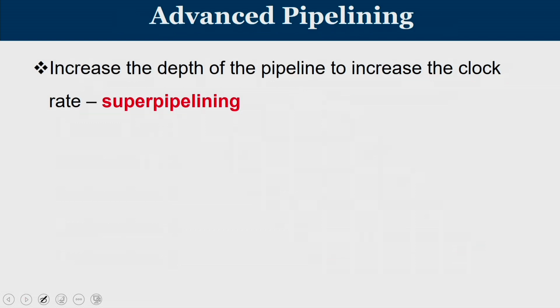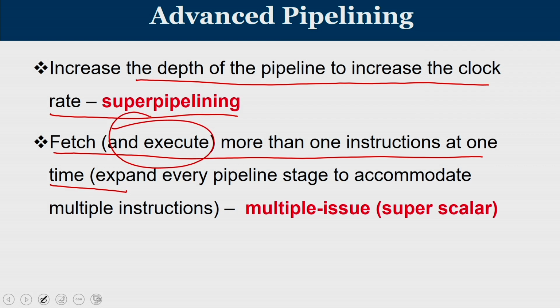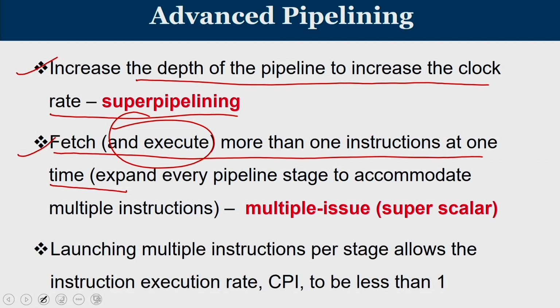Now, if you want to increase the depth of the pipeline, then we have to increase the clock rate, and that concept is known as super pipelining. The next stage is known as superscalar. When you fetch more than one instruction at one time, thereby executing more than one instruction at a time, that is known as a superscalar processor. So, we will have a quick look at what is super pipelining and what is a superscalar pipeline.